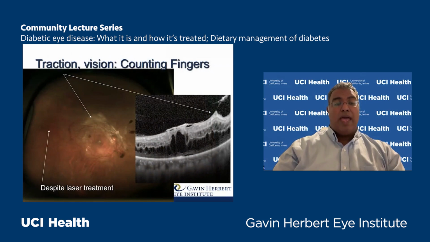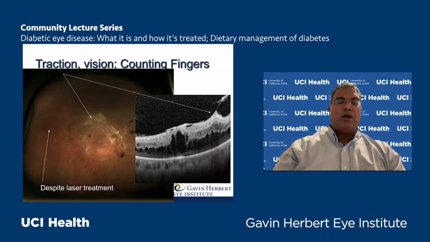So this patient had laser. You see the laser treatments. There's a little arrow there with the little black spots. Those black spots were laser spots. So despite the laser, they still developed this scar tissue membrane. That's the white grayish lines on the image of the retina.